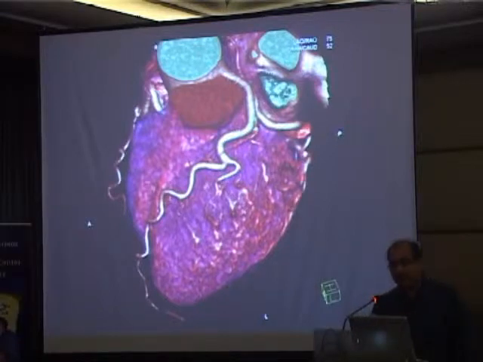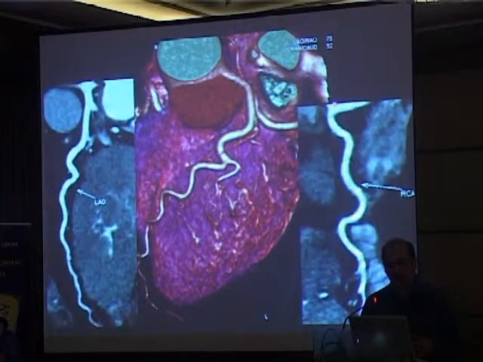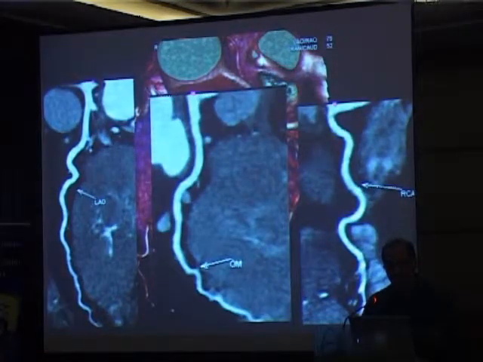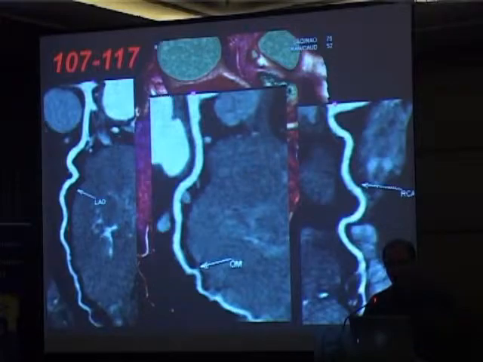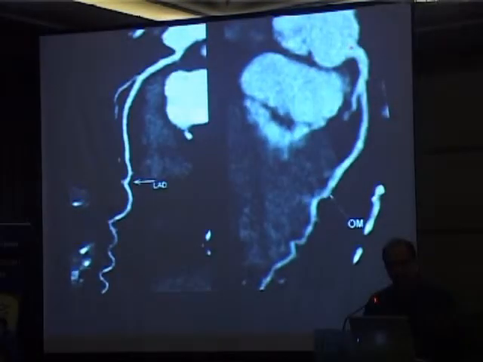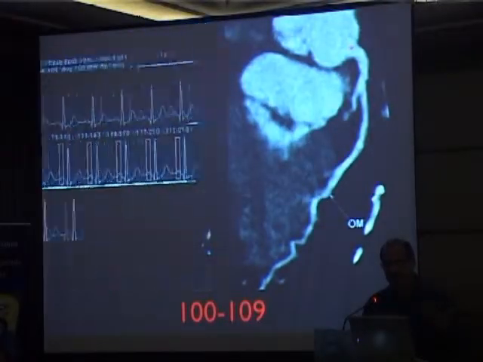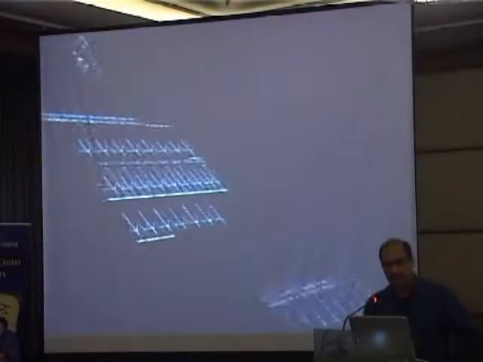Here you can see an absolutely beautiful image of the LAD in its full course. You see that in what we call the curved MPRs also, very nicely seen in all views. You even see the OM so well. And what is the heart rate? 107 to 117. And that's the ECG to prove what I'm saying. Again, here you can see very, very nice coronary pictures, 100 to 109 heart rate. Again, the ECG to prove that point.